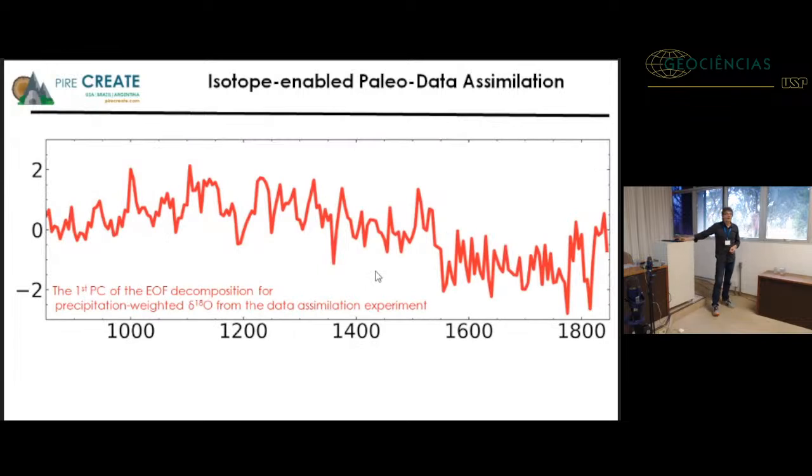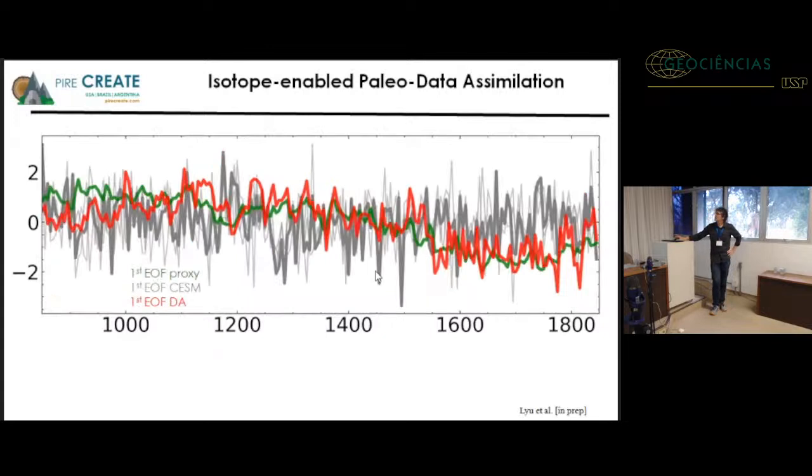Now we're adding the proxy data to that, and now we're looking at the model proxy blend, the assimilation component, and you can see it's much, much better. So here I've plotted all of them. Again, the green is the target, that's our proxy index. The gray is what the model tells us, and the red is what we get after the data assimilation.